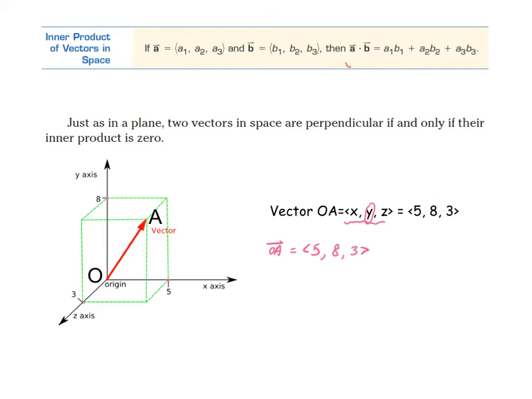We are using the same formula. If we want to find the dot product of two vectors in 3D space, then we just multiply all the x together, plus the multiplication of the y, plus the multiplication of the z.